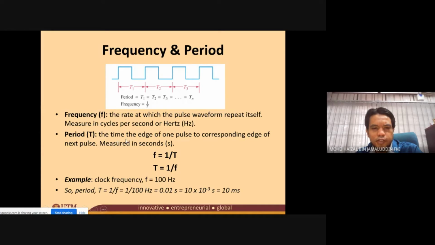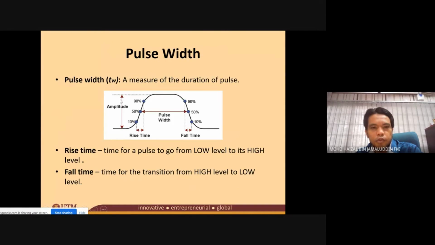So the definition is the time from one pulse to the corresponding point of the next pulse. For example, if you have a clock frequency of 100 hertz, the time period T is equivalent to 1 over f. So one time period here is 10 milliseconds. It's just an example, a very easy one. This is just an introduction part.